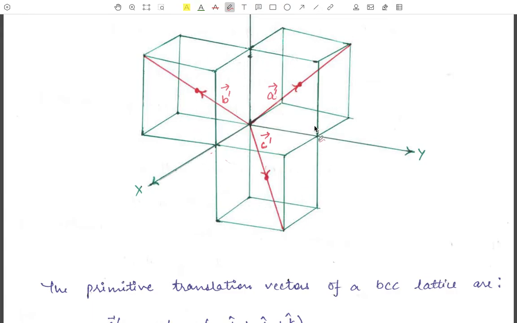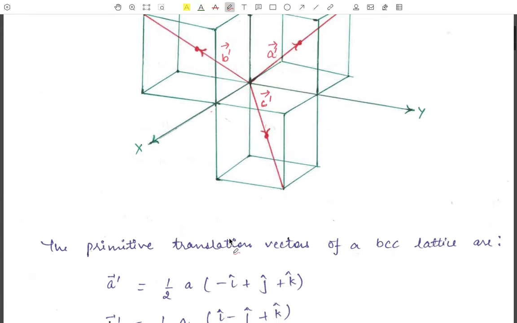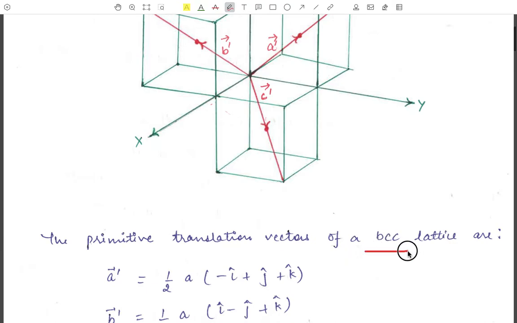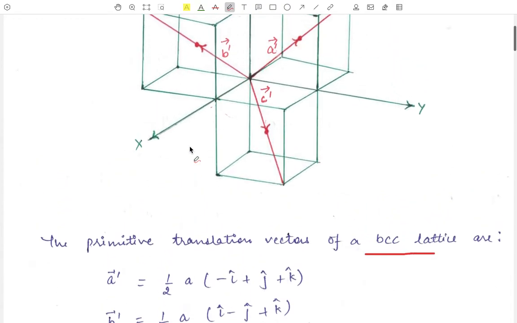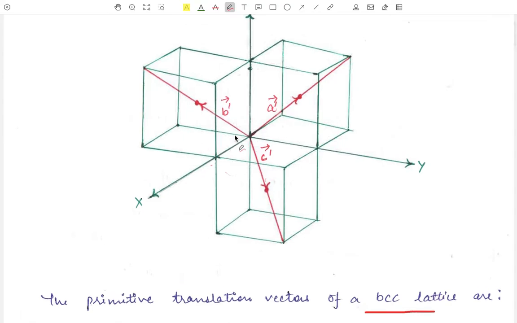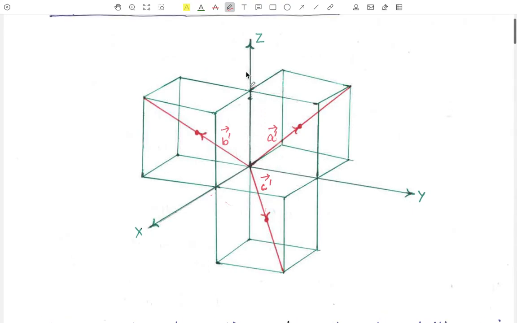So here we have, let the primitive translation vectors of a BCC lattice be A dash vector, B dash vector and C dash vector. Now we will define these three vectors in the direct lattice. For that we have imagined three cubes here which share a common point of intersection at this point. Okay? Now this is the x-axis, y-axis and this is the z-axis. These are in direct plane or these are in the direct lattice.